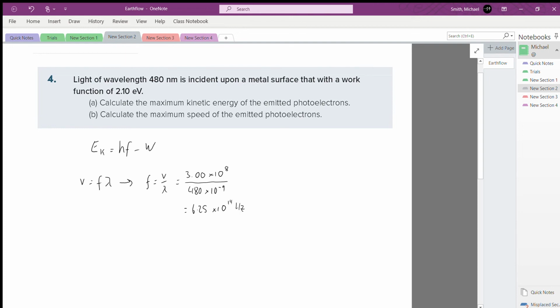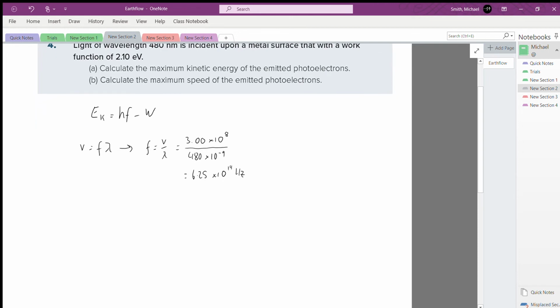Next thing we need to do is convert the 2.1 electron volts into joules. That's easy enough. To go from electron volts to joules, we just multiply by the charge of an electron. So here we have 2.1 electron volts goes to 2.1 times the charge of an electron, 1.6 times 10 to the power of minus 19. Put that into our calculator, and we get 3.36 times 10 to the power of minus 19 joules.